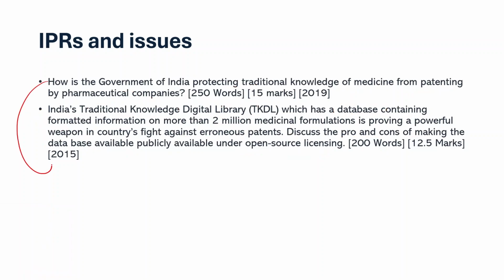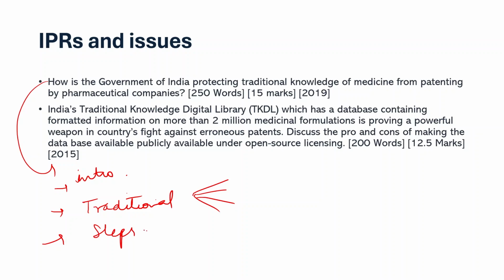In the first one, you write the introduction, then you write traditional knowledge of medicine, right? What are the different traditional knowledge of medicines that we have, right? Then you write about steps taken by the government for protecting traditional knowledge of medicine, right? Which is the main part of the question. They are asking, the main part of the question is, what are the steps that the government has taken for protecting the traditional knowledge of medicines?